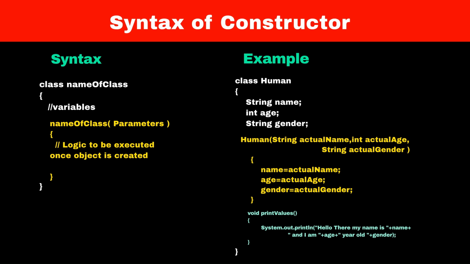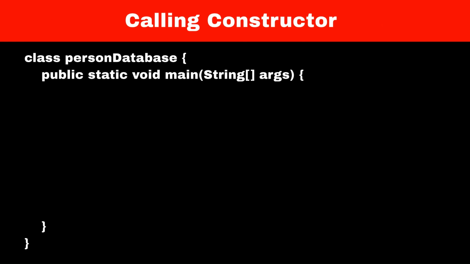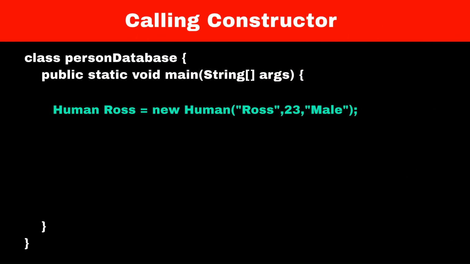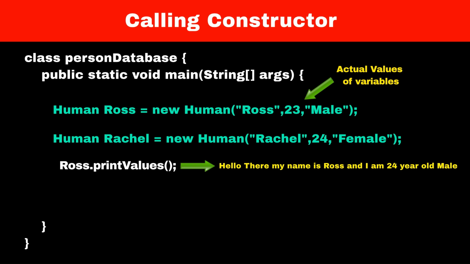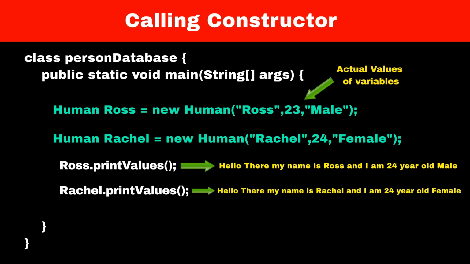Now let's create an object of the human class in the main method of the person database class. Since the constructor is a function and it's taking parameters, we have to pass actual values of the variables at the time of object creation. So we will pass actual name, age and gender to the constructor at the time of object creation. We'll create one object and name it Ross. In our case, the values of the parameters will be Ross, 24 and male. Now let's create another object with the name Rachel which will have information about Rachel. Now if you call the printValues method using the Ross object, it will print Ross's information, and if you call the printValues method using Rachel's object, it will print Rachel's information.